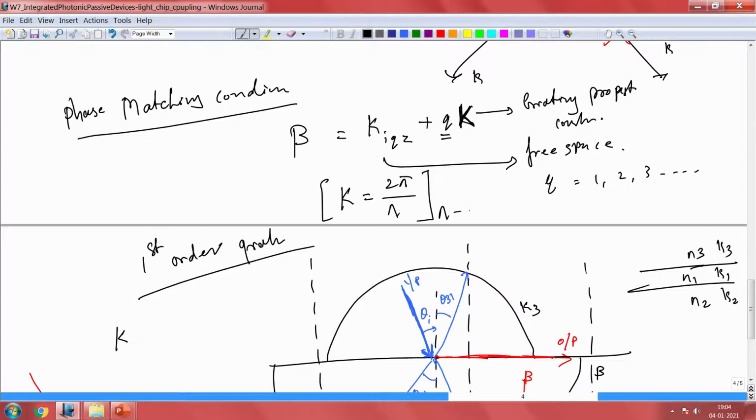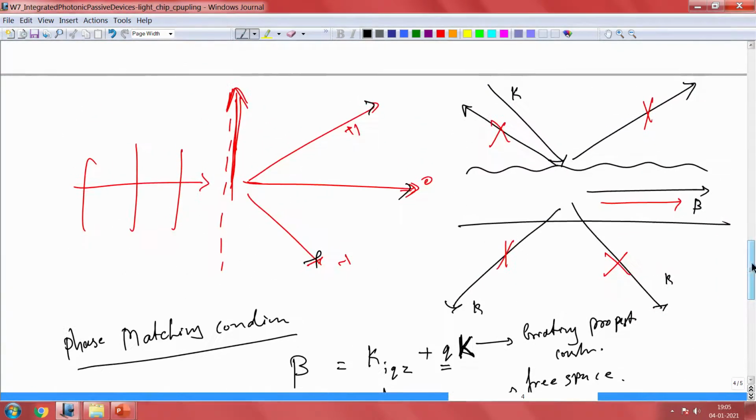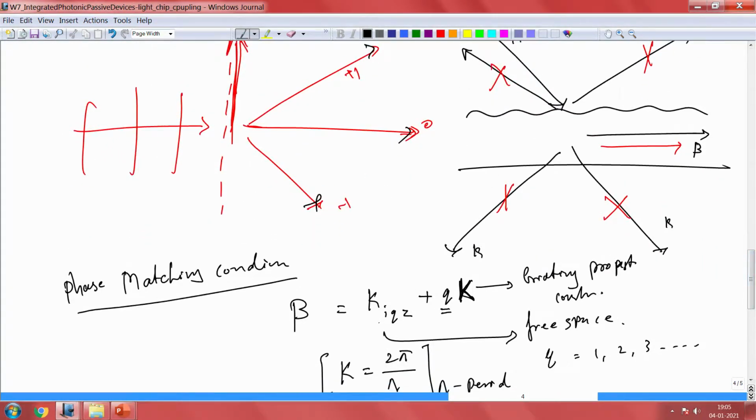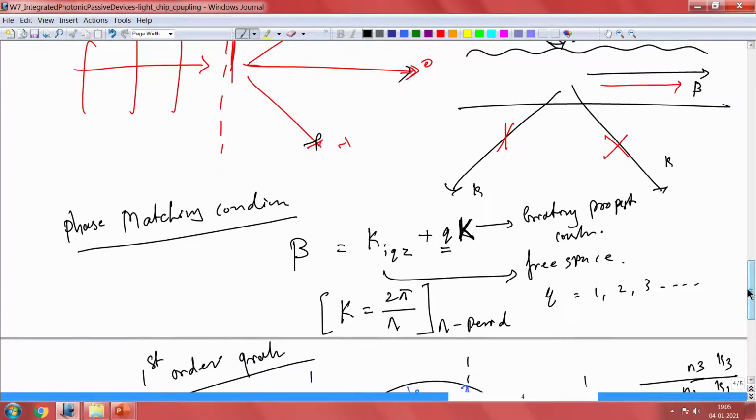So, this is nothing but the period. You can choose your period appropriately in order to get the right kind of phase matching, and that is one thing. You can also work with your angle of incidence. When you change the angle of incidence k, we should also be able to change the coupling here.